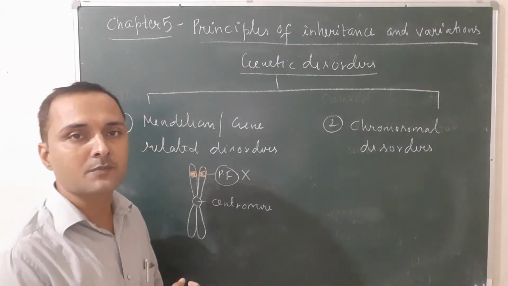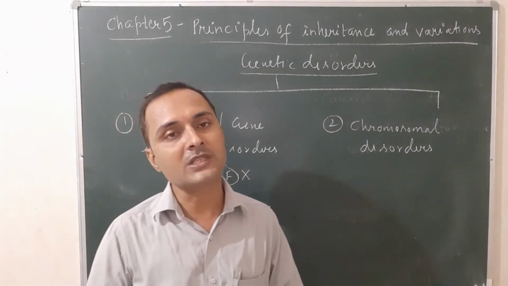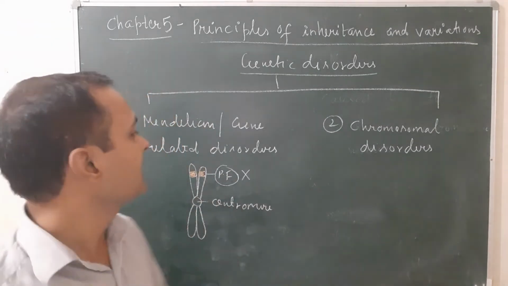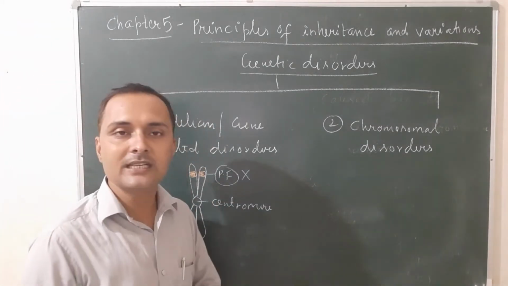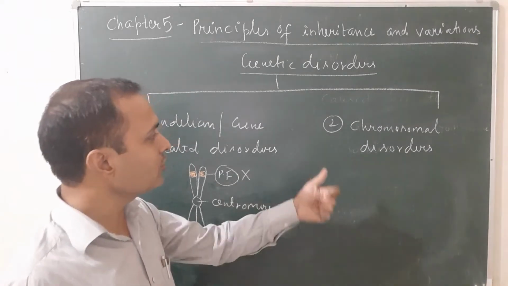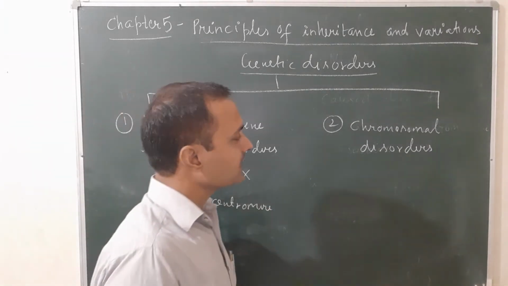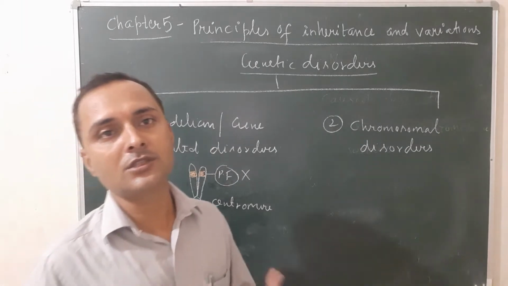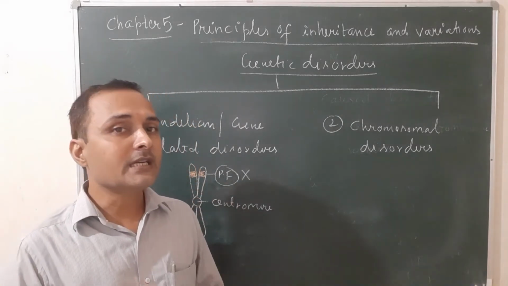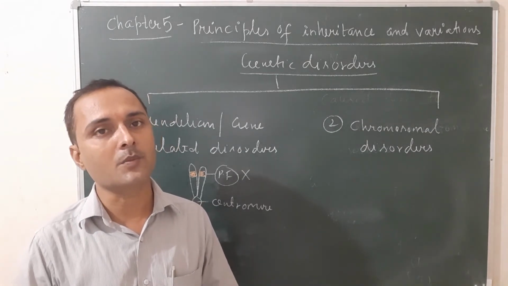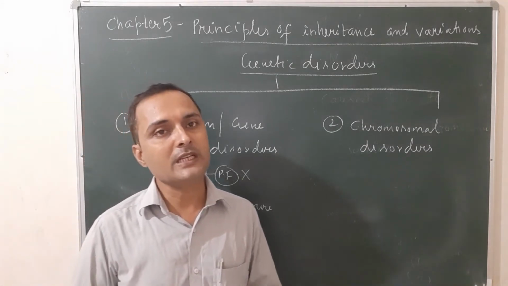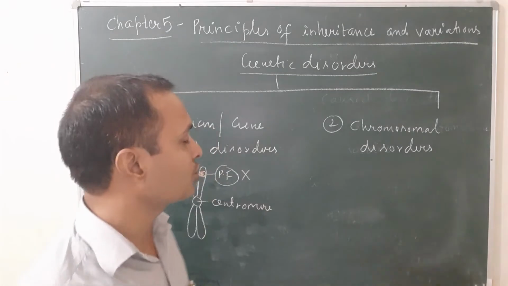So what is a Mendelian or gene-related disorder? The various disorders which are caused due to mutation of certain genes present on the chromosome are collectively known as Mendelian or gene-related disorders. And what do we mean by chromosomal disorders? The various disorders which are caused due to an increase in the complete set of chromosomes, or an increase or decrease in the number of chromosomes in a single set, are known as chromosomal disorders.